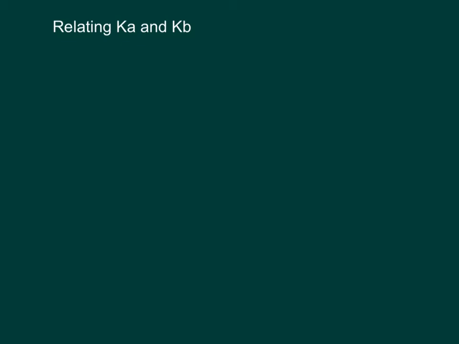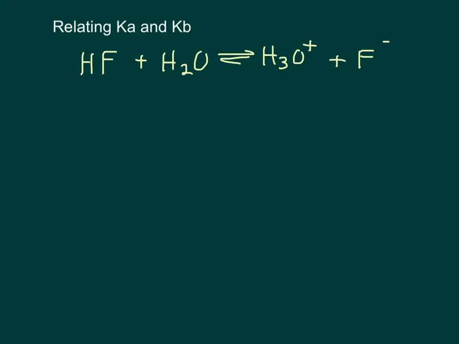The other thing I want to cover in this video, I think I did it in class one day, but let's take a look at relating Ka and Kb. So keep in mind, let's see, if we got HF, let's draw a hydrolysis reaction for that weak acid. All right, so we're going to get hydronium ion, and we're going to get fluoride. The K for that is called Ka, right, because it's a weak acid.